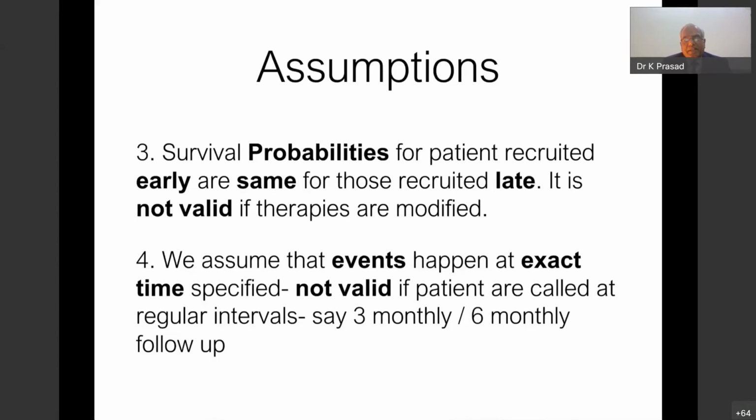The other assumption is that events happen exactly at the time specified. Now, it won't be valid if patients are called at fixed intervals. You call them every 3 months, you call them every 6 months. I was facing this problem when we studied time to recovery, and recovery we defined in one of our studies as achieving MRS of 2 or less. When did the patient achieve MRS 2, you don't know, because patients are coming after 3 months or so. If you ask them when did you start walking independently, they will give you a very rough idea, maybe in this month, maybe in this week, but you don't know the exact time. With that type of data, you can't use valid Kaplan-Meier analysis.